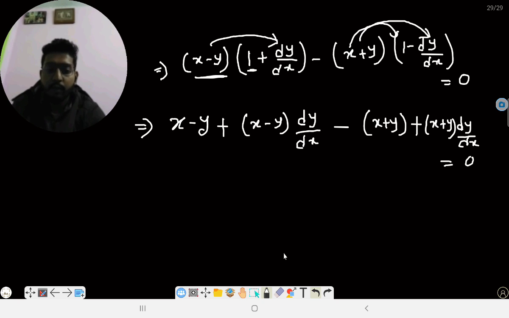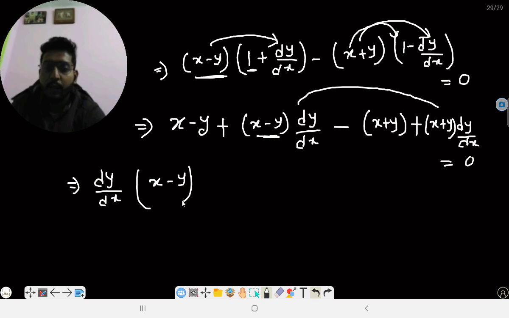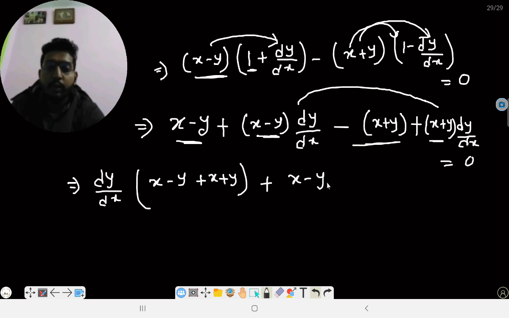Now from here we can see these two have dy/dx, so we can take dy/dx common from here. If I take dy/dx from these two, that will become, look, here it is (x minus y) and here it is (x plus y). So that will be (x plus y). And what are the remaining elements? Here you can see x minus y, and if the minus is multiplied with this one, that will be minus x and minus y, equals 0.